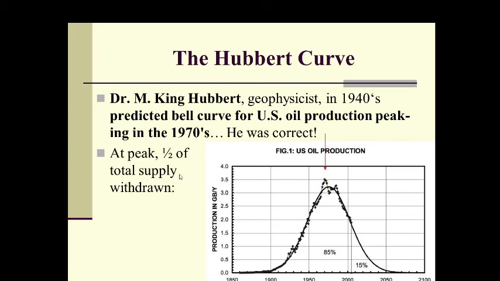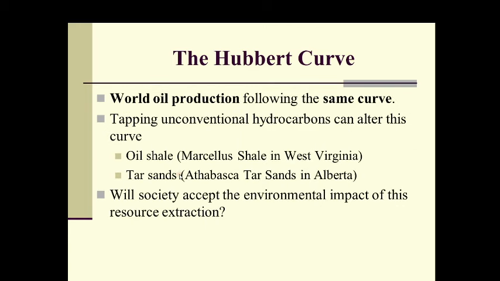So, in the 1940s, a geophysicist by the name of Hubbert predicted a bell curve for U.S. oil production. He predicted that it would peak in the 1970s, and he was correct. At the peak, 1/2 of the total supply has been withdrawn. 1/2 has been used. It's now gone. World oil production follows the same curve.